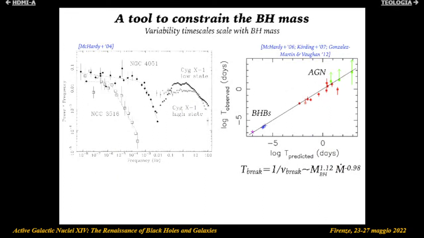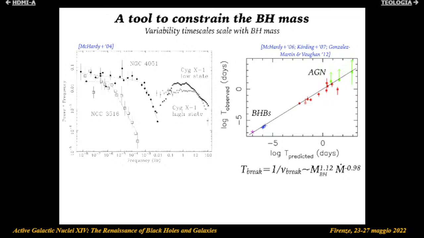Now, another useful way we can use variability is to measure the black hole mass. As you can infer from this plot already, there is a strong dependence of timescales on the black hole mass. So basically, the smaller the mass, the shorter the timescales. This has been proved by measuring the position of this break in several AGN and extending it to black hole binaries. And what has been shown is that this break scales with the black hole mass following these relations. But it has also been shown that this break depends also on the mass accretion rate.